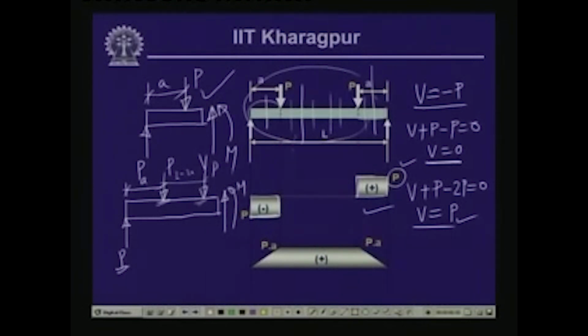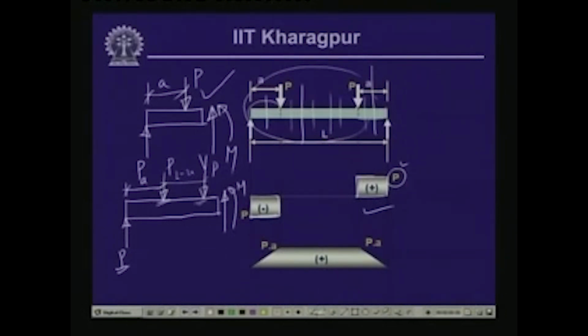Now, if we try to find out the bending moment values, let us look into the values of the bending moment. Now, for this particular segment where the reactive force is P, we have V and M, and this M is equal to P times X, this distance being X, and M is anticlockwise, this P is causing a clockwise moment. So, P times X is the moment.